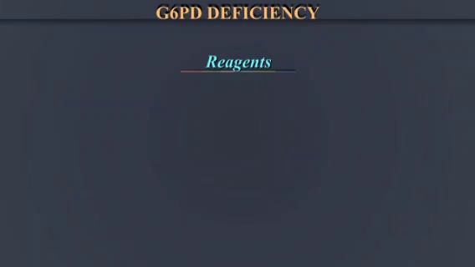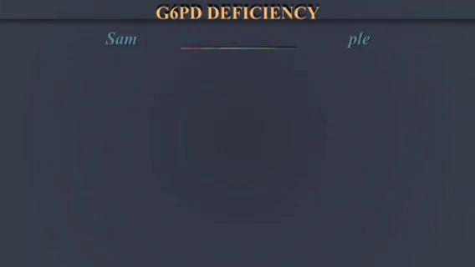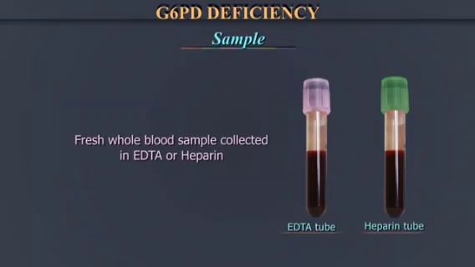Reagents. 1. Methylene blue chloride 0.0004 molar. Add 150 mg methylene blue chloride in 1000 ml of distilled water. 2. Sodium nitrite solution 1.25%. Sample. A fresh whole blood sample collected in EDTA or heparin only.